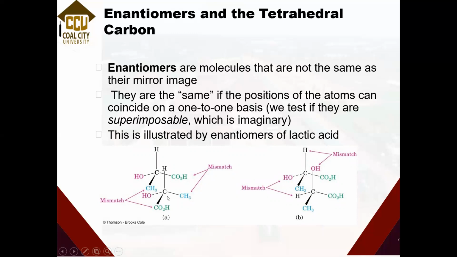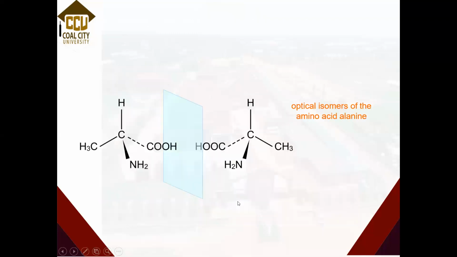although you can see the hydrogens are on the same level. We can see the OH, that is the hydroxyl, on the same level. But look at the CH3 and CO2H. You can see they are not matching. That's why we go to a mismatch. The same thing with this end. That means they are non-superimposable.